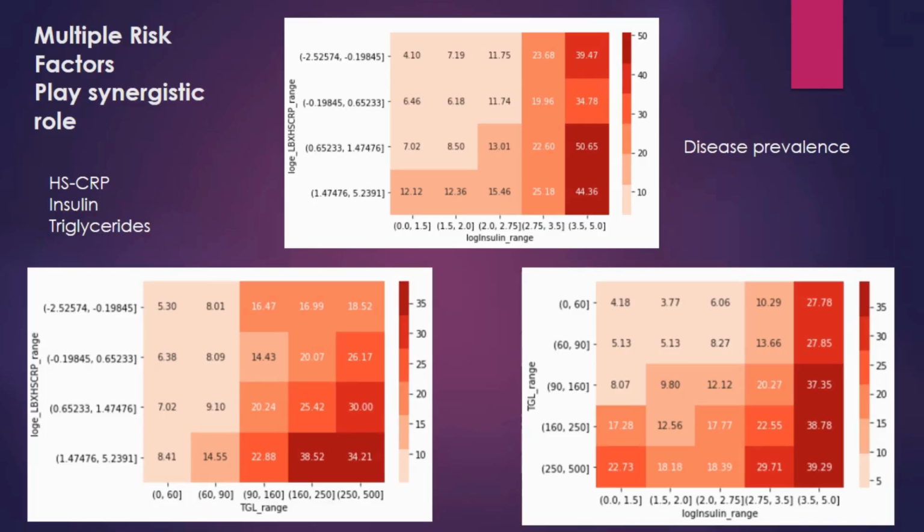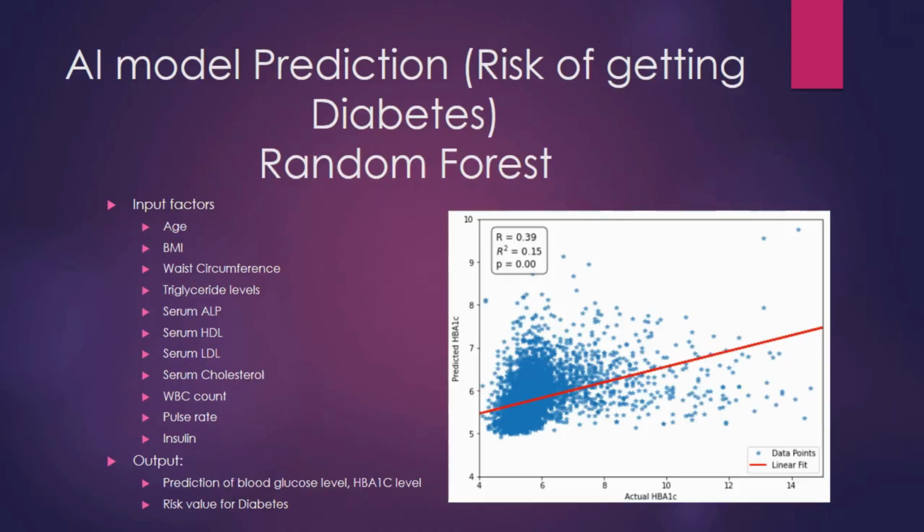Multiple risk factors play a synergistic role. This slide emphasizes that multiple risk factors such as hsCRP, insulin, and triglycerides work together synergistically to increase the overall prevalence of diabetes. AI model prediction risk of getting diabetes. This outlines a random forest machine learning model that takes inputs like age, BMI, insulin, and WBC count to make predictions such as blood glucose level, HbA1c levels, or risk value for diabetes.